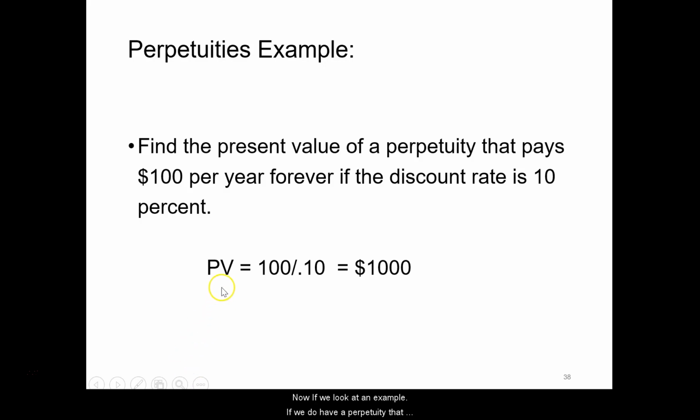Now if we look at an example, if we do have a perpetuity that pays $100 year after year till forever, and the discount rate, or say the interest rate, is 10%, so we use $100 divided by 10% to get $1,000. That would be the present value of this annuity. You will see this again in Chapter 8 when we talk about the valuation of preferred stocks, because again, the valuation of preferred stock is just an application of the present value calculation for perpetuity.